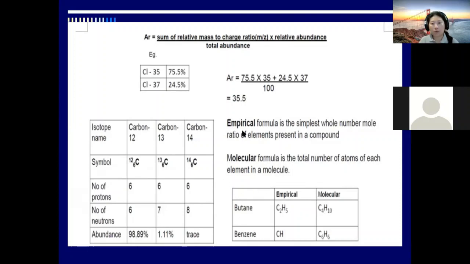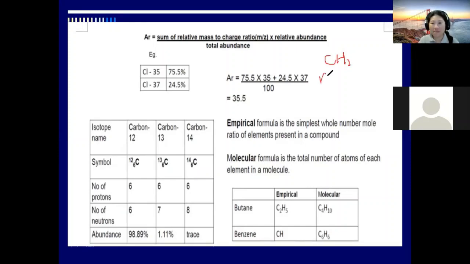So what is empirical formula? Empirical formula is the simplest whole number mole ratio of each element present in a compound. The molecular formula is the exact, actual number of atoms of each element in a molecule. So these are the empirical and molecular formula definitions. And secondly, another thing I want you to remember is like this. For example, the empirical formula that I calculate is CH2, just for example, CH2.